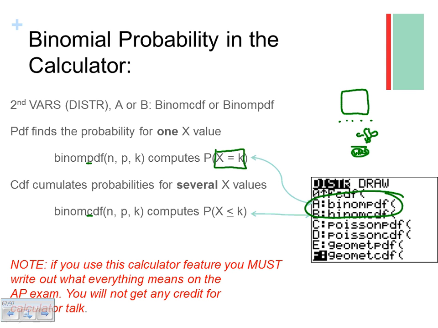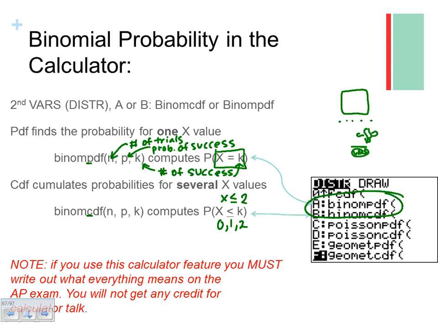If I said what about 2 or less, then that's going to accumulate lots of things, and I think C is for accumulating. So here, if I wanted the 0, the 1, and the 2, if x is less than or equal to 2, then I can compute the CDF in my calculator. NPK: N is the number of trials. P would be the probability of success. And K is the number of successes, and that's where you're picking it from when it says x equals k.